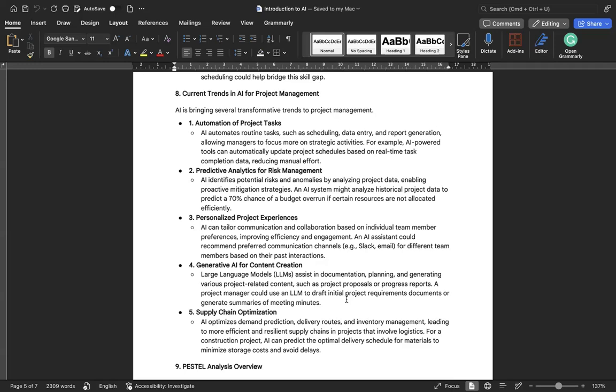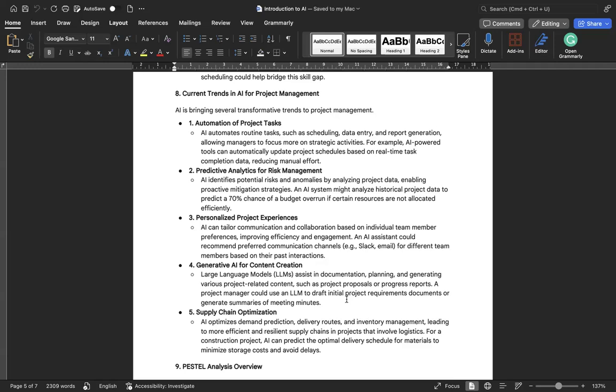What are the examples? They can generate content by being given all the facts according to the project. Then they can easily generate a project proposal, or maybe a progress report as well. They just need to be fed all this information. A project manager could use the LLM to draft initial project requirements, documents, or generate summaries of meeting minutes as well.